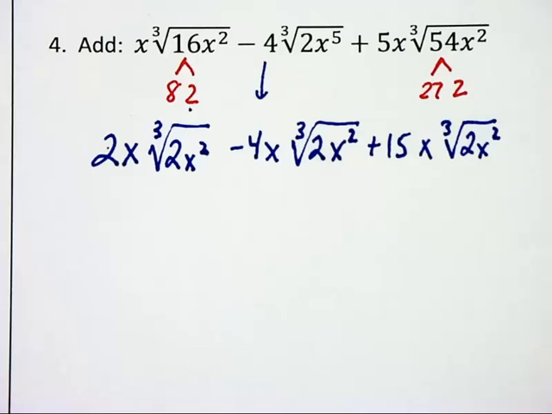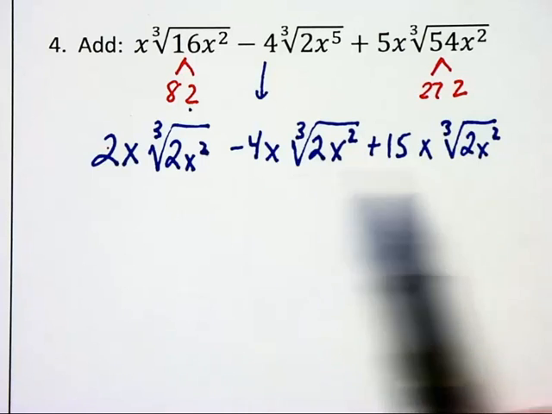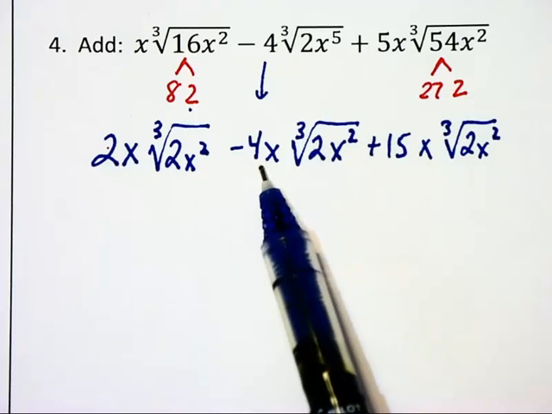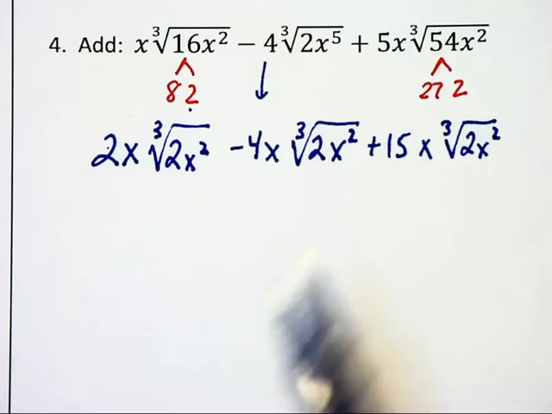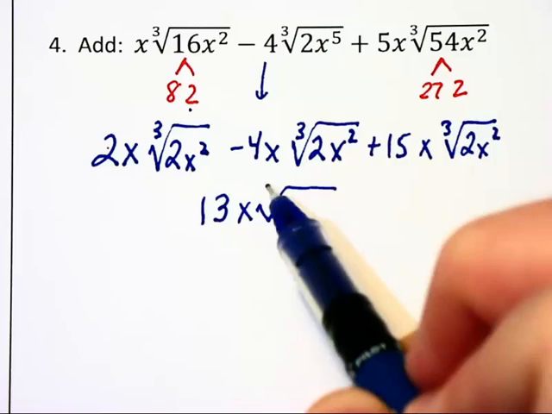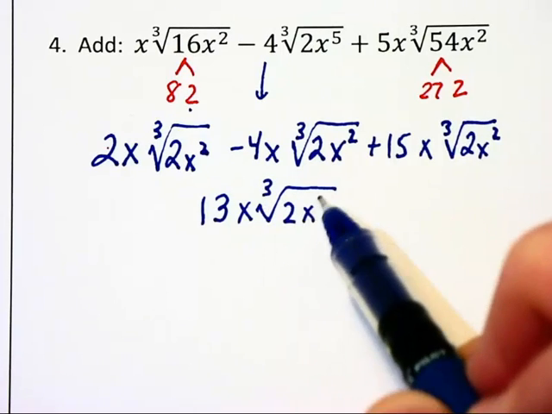Now that we have 3 things adding together, all of which have the same radicand, we can just combine the coefficients. 2 minus 4 is negative 2, plus that 15 gives me 13x times the cube root of 2x squared.